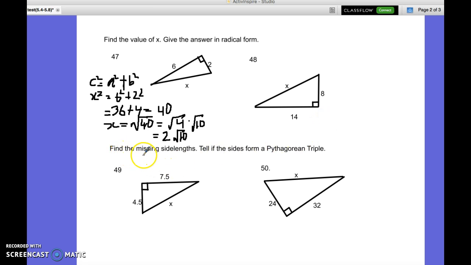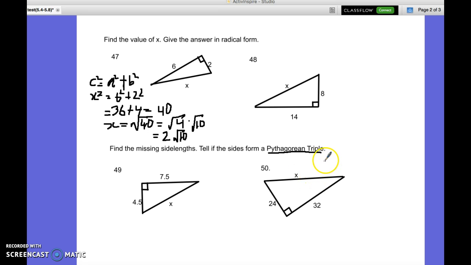How about the next grouping here? Find the missing side length. Tell if the sides form a Pythagorean triple. I want to see if I can work this one through with you. But before I go there, the Pythagorean triple would be 3 sides that make up a triangle such that they're all whole numbers. These wouldn't be a Pythagorean triple here because this is not a whole number. This is a decimal. A decimal or a radical or a fraction can't be a triple. These could possibly be a triple if x comes out to be a whole number.